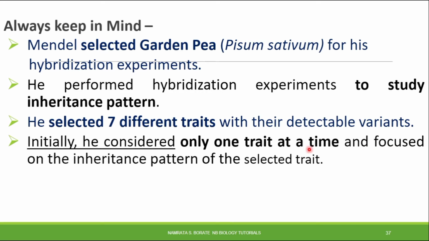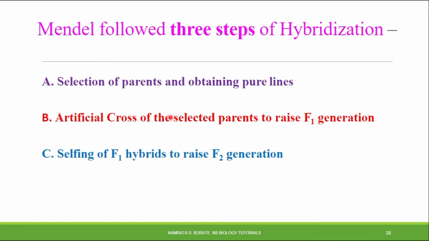He focused on the inheritance pattern of a selected trait. What are the 3 steps used for the hybridization experiment? The first step is what? That is the selection of the parents.